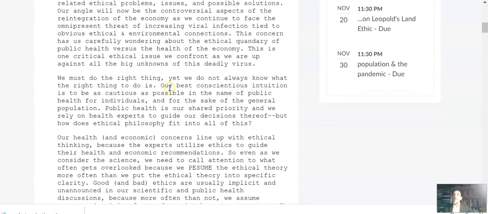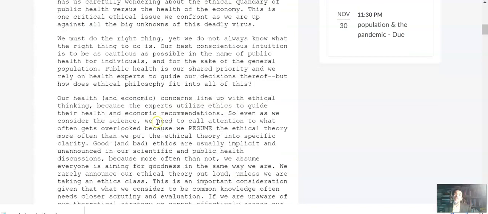So how is it that we're thinking of the economy and public health in terms of ethics as well, right? So we must do the right thing, yet we do not always know what the right thing to do is. Our best conscientious intuition is to be as cautious as possible in the name of public health for individuals and for the sake of the general population. Public health is our shared priority, and we rely on health experts to guide our decisions thereof. But how does ethical philosophy fit into all this?